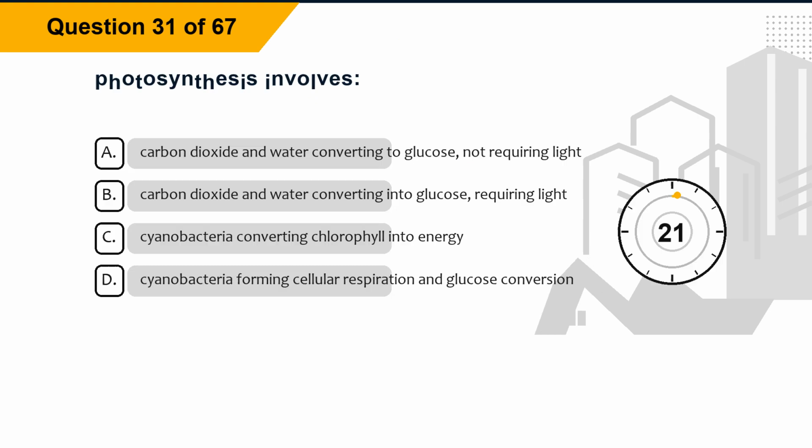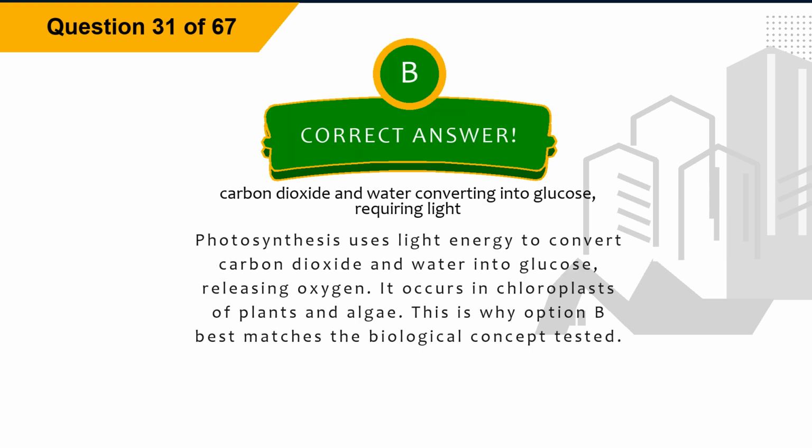Question 31. Photosynthesis involves. Option A, carbon dioxide and water converting to glucose, not requiring light. Option B, carbon dioxide and water converting into glucose, requiring light. Option C, cyanobacteria converting chlorophyll into energy. Option D, cyanobacteria forming cellular respiration and glucose conversion. The correct answer is option B, carbon dioxide and water converting into glucose, requiring light.